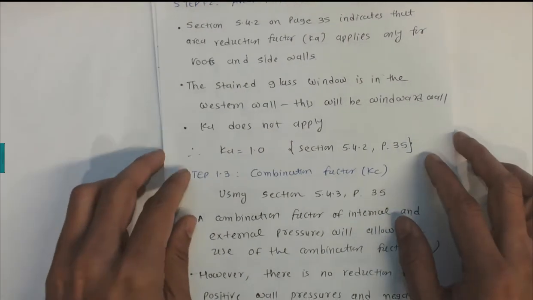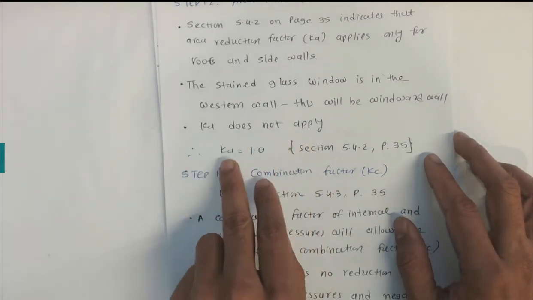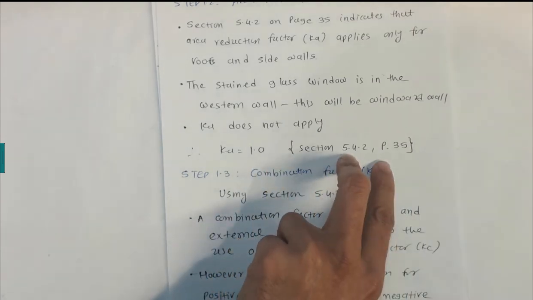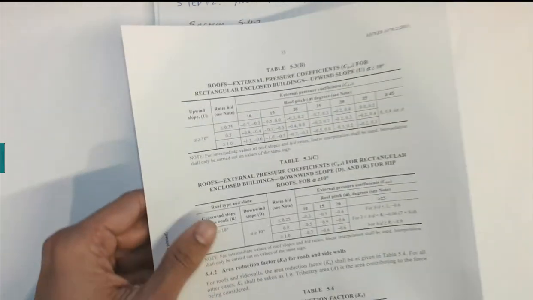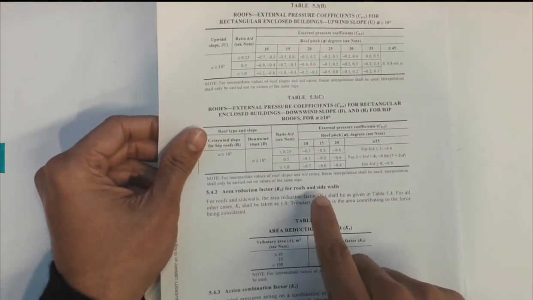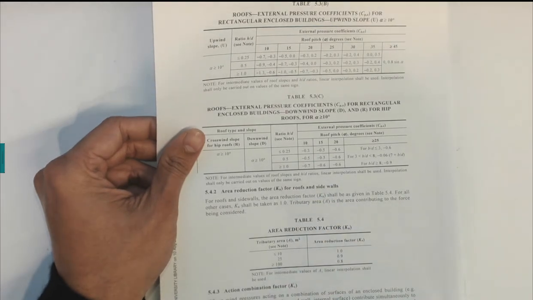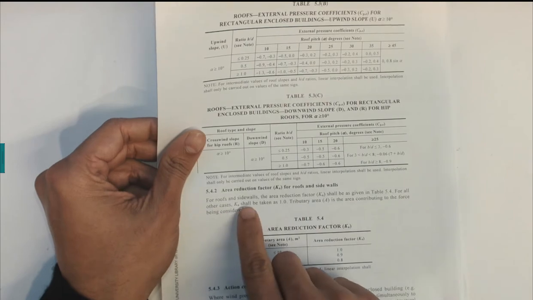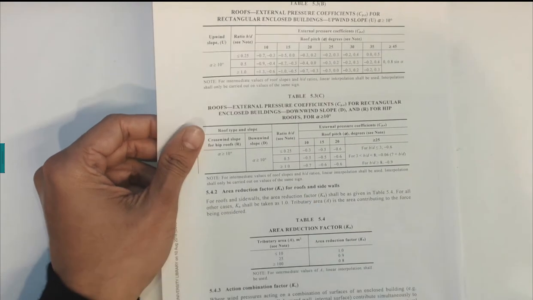So for the windward wall, KA does not apply. So KA equal to 1. Section 5.4.2 on page number 35 explains it here, the area reduction factor for roof and side walls. For all other cases, KA will be taken as 1.